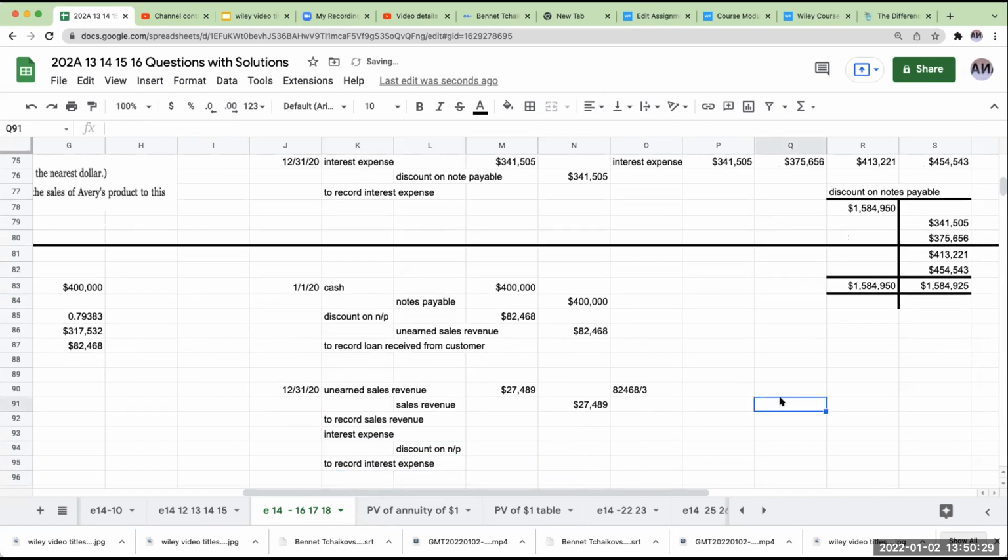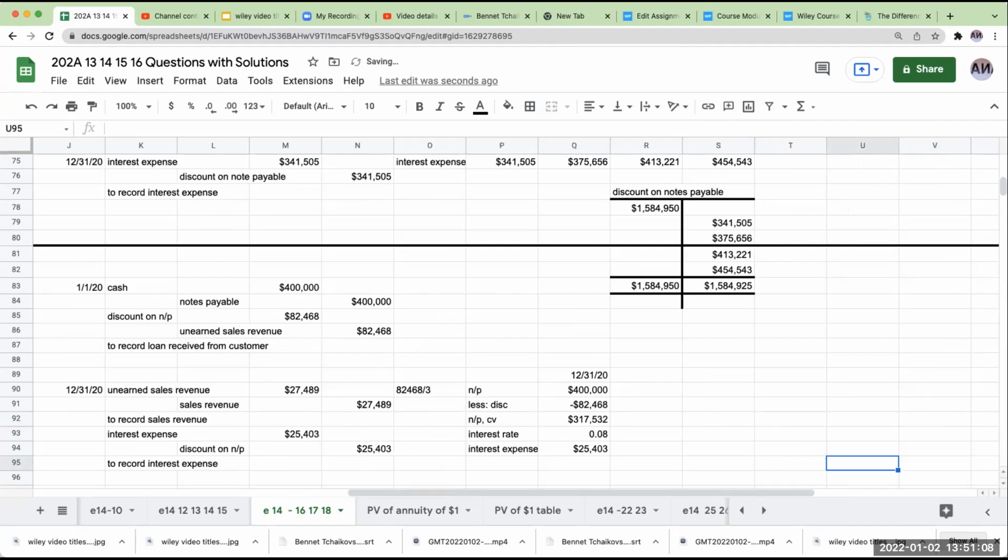Okay, so the way I'm going to go through and do this is what I've been doing before. So on 12/31/20, my note payable amount is 400,000 less my discount. My discount is going to be 82,468. My note payable carrying value is going to be 317,532. My interest rate is at 8%. So my interest expense is going to be 317,532 at 8%, or 25,403. Okay, and as you'll see on all my videos that I've been doing for this, I always want to make sure that it works. So there we go. It's a 3-year note.